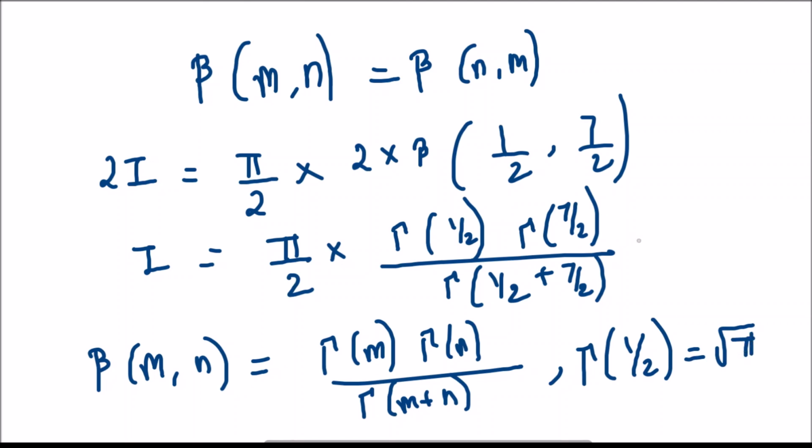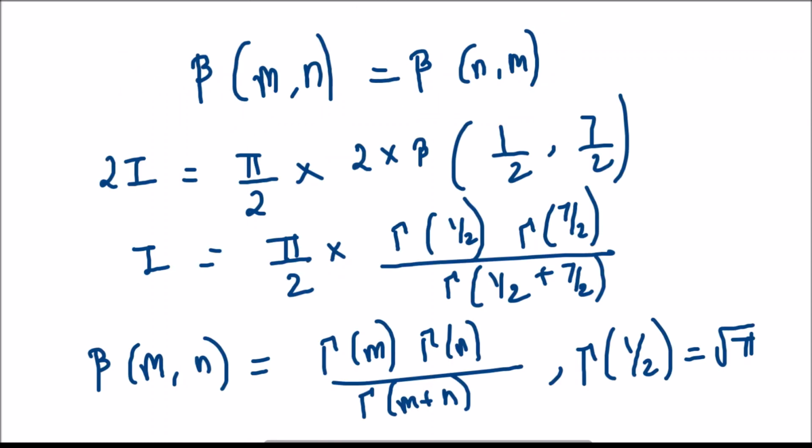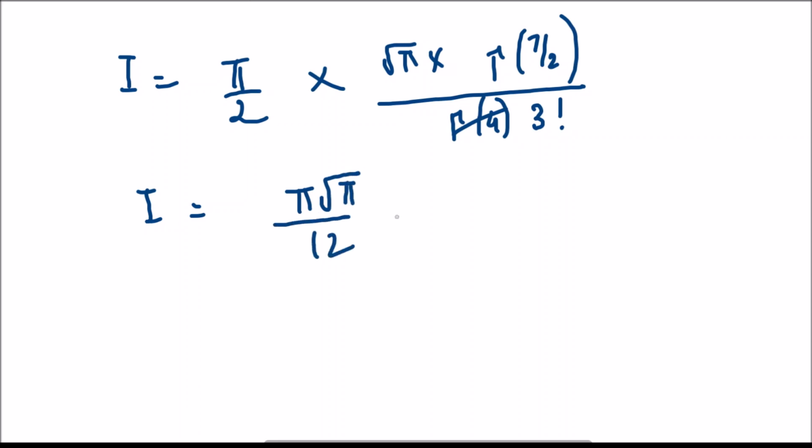Okay, so if I do this substitution over here, what do I get? I get I equals pi by 2 into root pi into gamma of 7 by 2, whole divided by gamma of 1 by 2 plus 7 by 2, which is nothing but gamma of 8 by 2, which is gamma of 4, and gamma of 4 is nothing but 3 factorial. So what I have, I is equal to pi root pi upon 12 into gamma of 7 by 2.